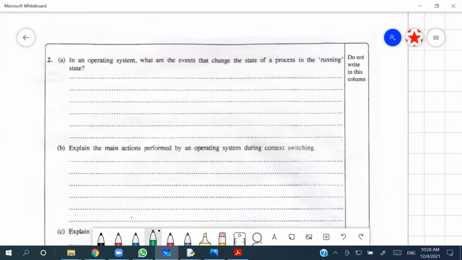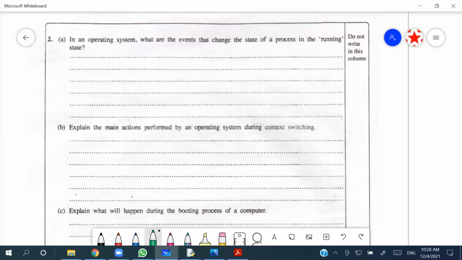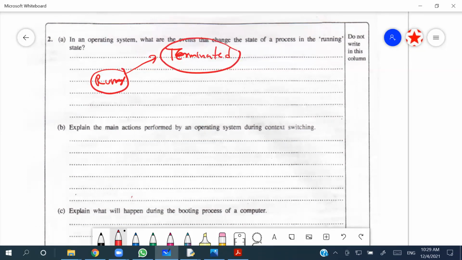Right, so the second one is asking: in an operating system, what are the events that change the state of a process in the running state? To answer this, you should have the idea about the seven state diagram. So in the running state, what are the other states? It can be terminated, or else it can be blocked, or else it can move to the waiting or ready state.